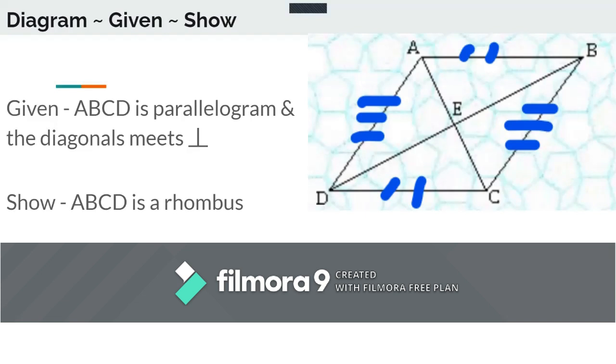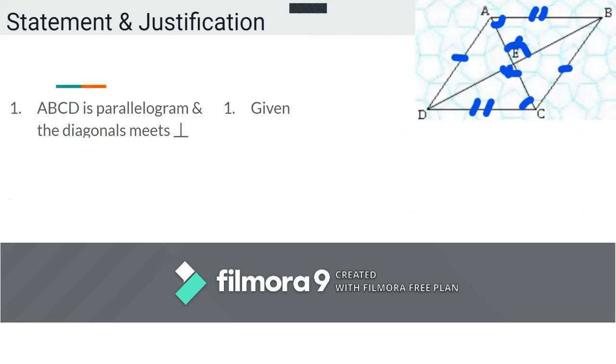And then you have to show ABCD is a rhombus, right? And for the rhombus, I should have mentioned this, the definition is that all the sides are equal to each other. There isn't any difference; all four sides have to be equal to each other. So in the diagram as displayed, I drew the given.